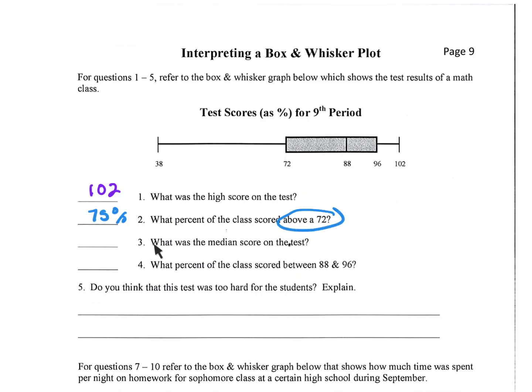Our next question, what is the median score on the test? So the median is also known as the second quartile. First quartile, second quartile, and that is 88.